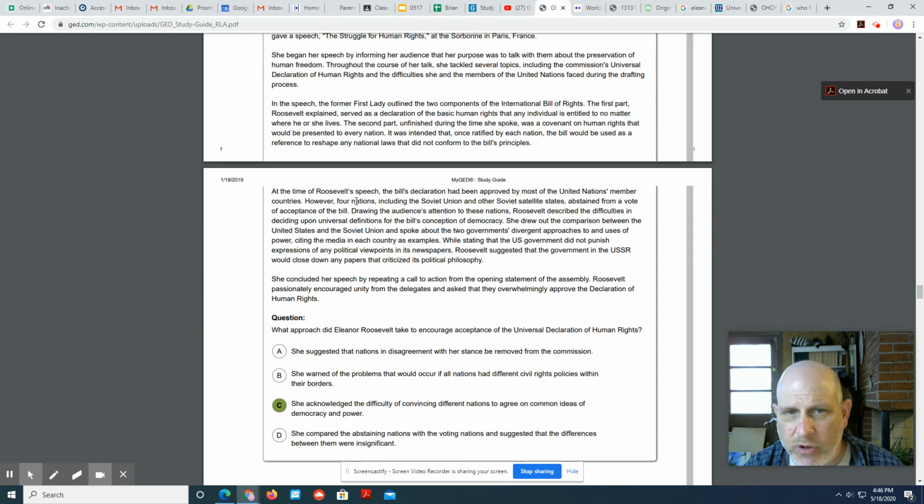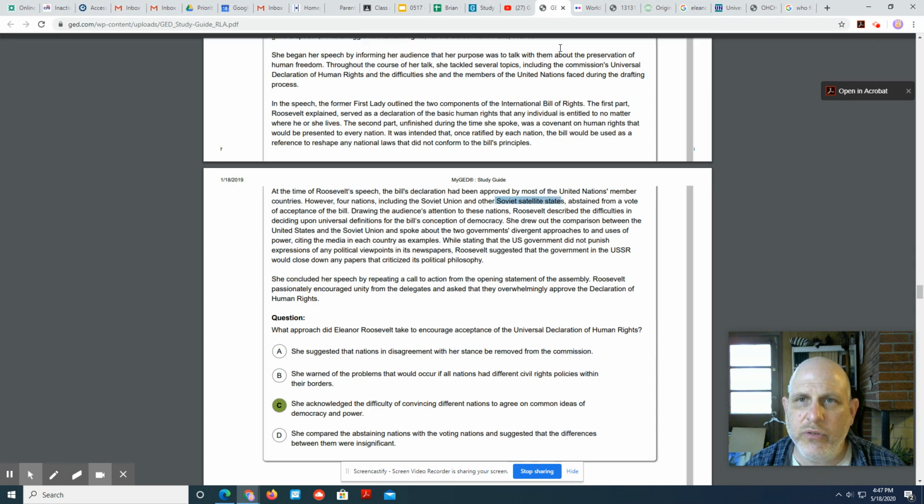At the time of Roosevelt's speech, the bill's declaration had been approved by most of the United Nations member countries. Most of them said, yeah, that's cool. We want that. That sounds really good. However, 4 nations, including the Soviet Union and other Soviet satellite states. Now, what does this mean?